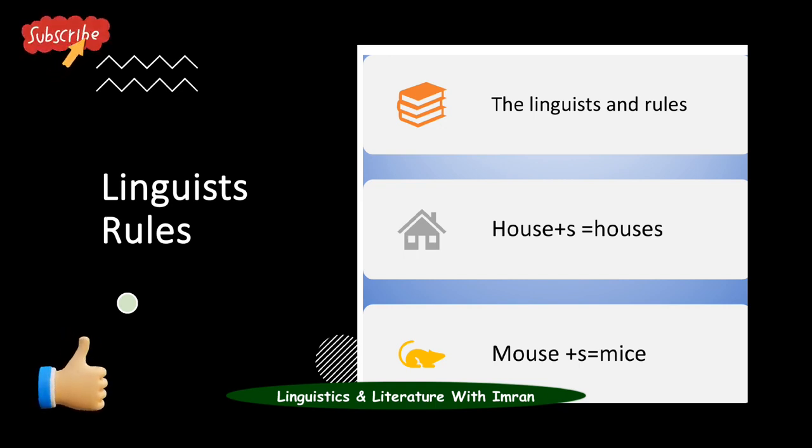And when these theories or rules are brought to the classroom by the teachers, the teachers encounter problems. Because the student might ask a question: how is mouse plus s mice? It's possible to say that house plus s is houses. But how is it possible to say that mouse plus s is mice? The rules say it's right, but the students won't understand. So this is a problem.